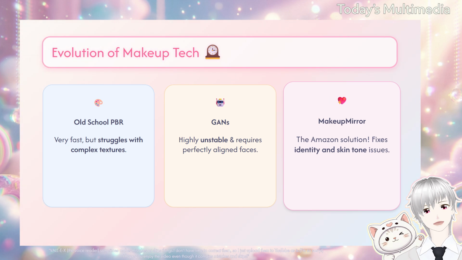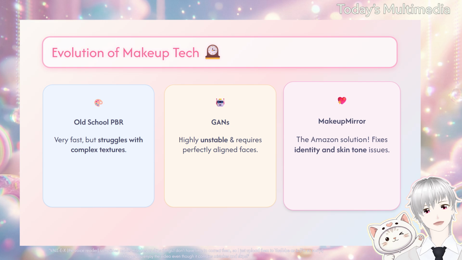Old school methods used physically based rendering, which was very fast, but it struggled to make complex makeup textures look real. Then, people tried using generative adversarial networks, but those were unstable and required perfectly aligned faces. So diffusion models are definitely the future. But we needed a way to fix those identity and skin tone issues. That is exactly where MakeupMirror comes in.